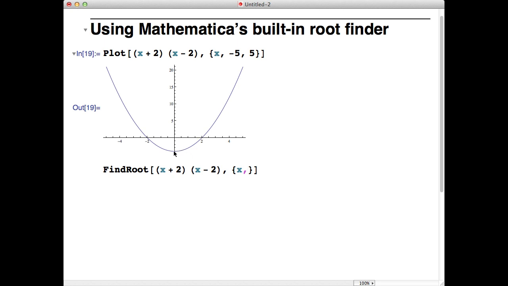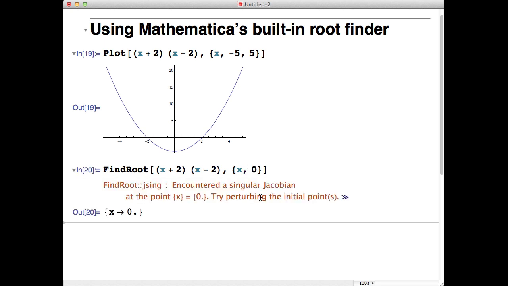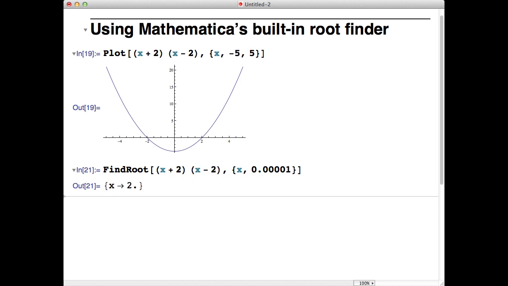It turns out that that algorithm breaks down if your guess is a minimum or a maximum of the function. And we'll see how Mathematica handles that. So we're going to go ahead and give it the guess of 0. And it turns out that it gives you this error in which it suggests, why don't you perturb the initial point a little bit? So why don't you kick it a little bit to the right or the left, because I can't find any value lower than that value. So we'll give it a very, very small value just to the right, and it turns out Mathematica finds the root on the right-hand side pretty easily.